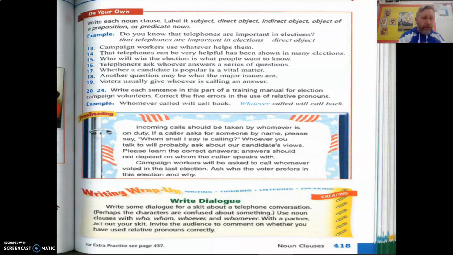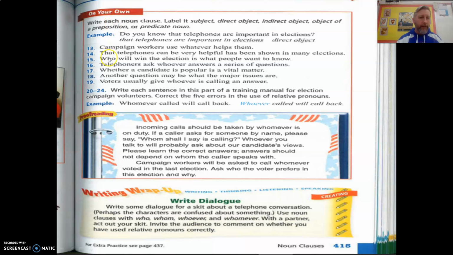All right, so last part, let's go through page 415. Let's go through some examples. It says write each noun clause, label it subject, direct object, indirect object, object of preposition, or predicate noun. All right, so let's do number 13 together. Seeing a whatever helps them, and then I see the verb use what, whatever helps them. So that's a direct object on that one. So I'd like you to do 14 to 19 on your own, on paper, probably on paper would be better. Go ahead and pause the video and then come back and let's see how you did.